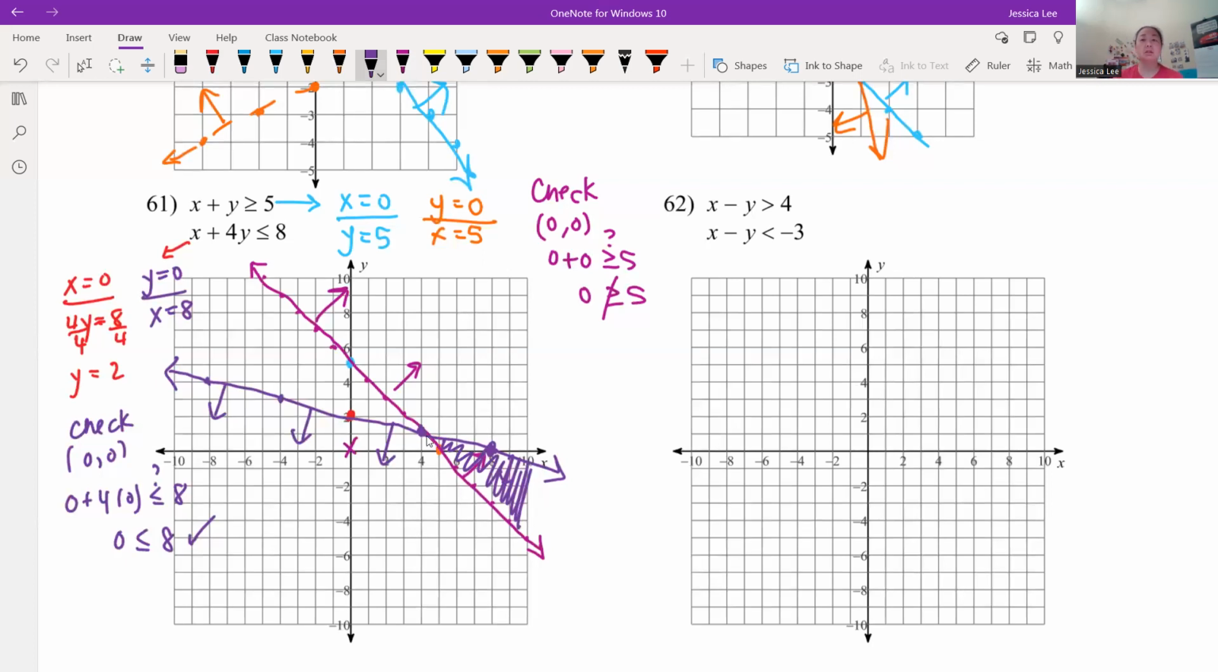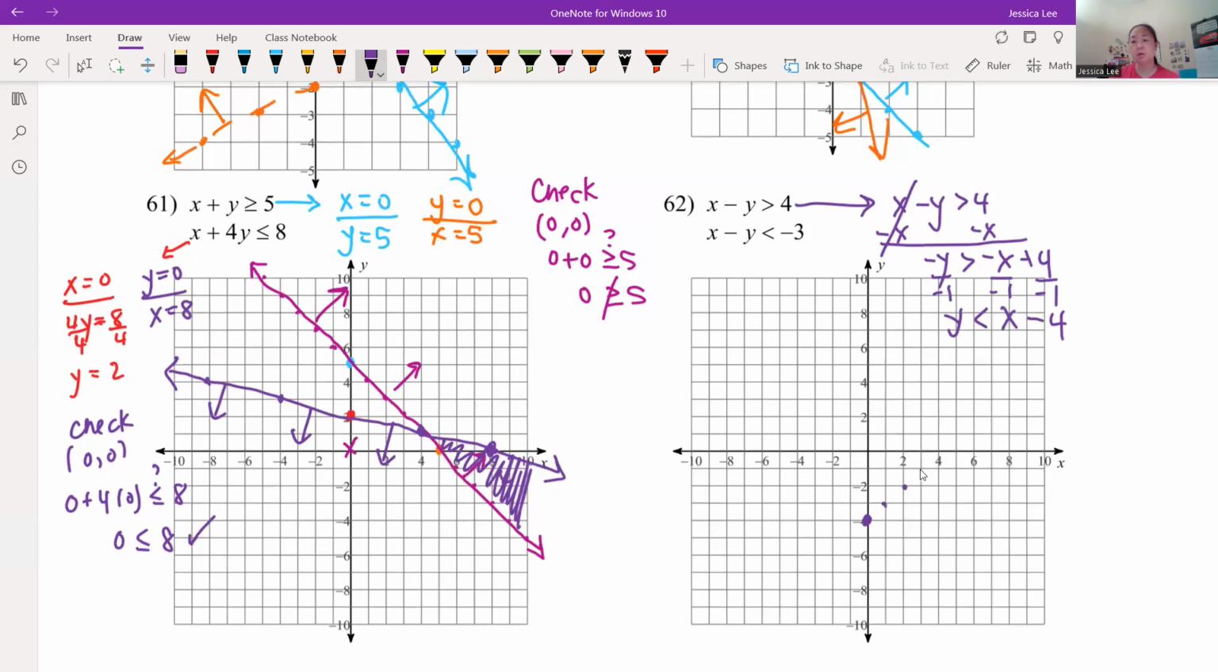Okay, and then 62. I told you I was going to show you by using slope-intercept form. We totally can do that. So I'm going to copy this down. I'm going to, again, solve for y. So negative y is greater than negative x plus 4. Divide by -1. And y is less than, and remember to flip the inequality, we've learned this already. A negative divided by negative is positive. x minus 4. So we're going to start graphing this at -4.